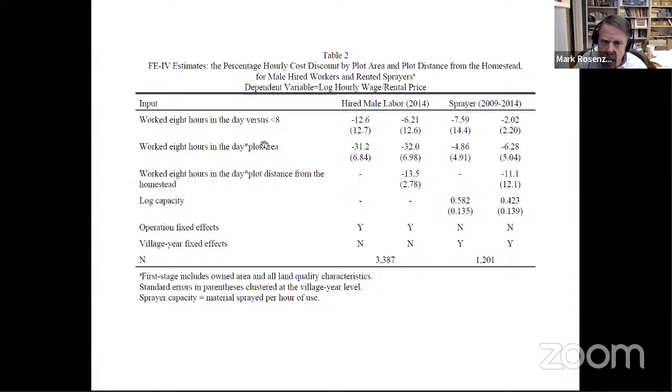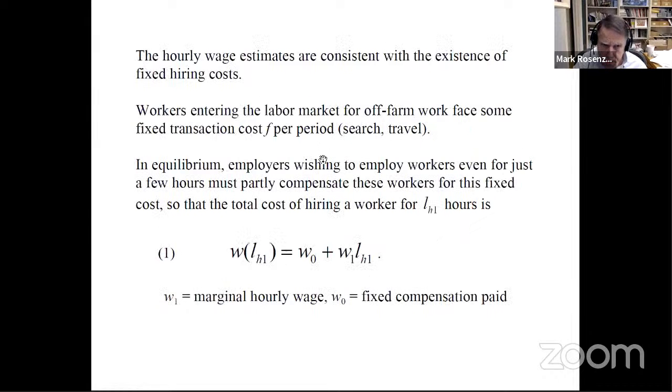We can also look at whether it makes sense, whether these discounts are related to distance. In fact, we find that for plots that are of longer distance from the homestead, the discount is even greater for part-time workers compared to full-time workers, than when they're closer to the homestead.